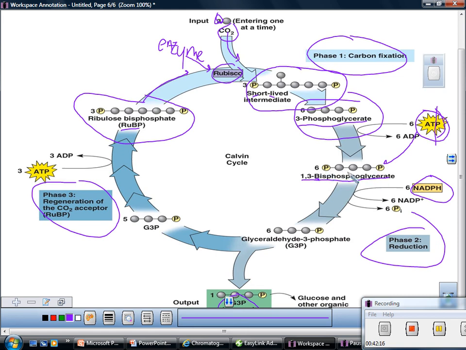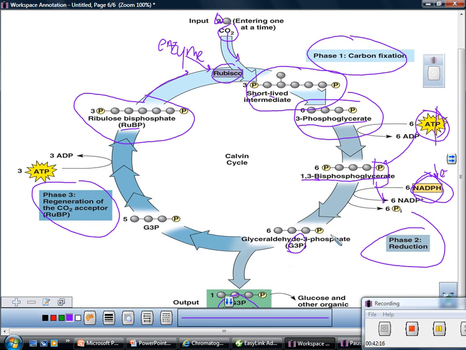Next, what's going to happen to this, kind of quick right after that, is a pair of electrons donated by this NADPH. Remember, there's electrons right there. So a pair of electrons donated from that reduces this 1,3-bisphosphoglycerate, which also loses a phosphate group. So it's going to donate electrons. It's going to lose one of its phosphate groups. This comes off now. As it loses the phosphate group, it becomes G3P.